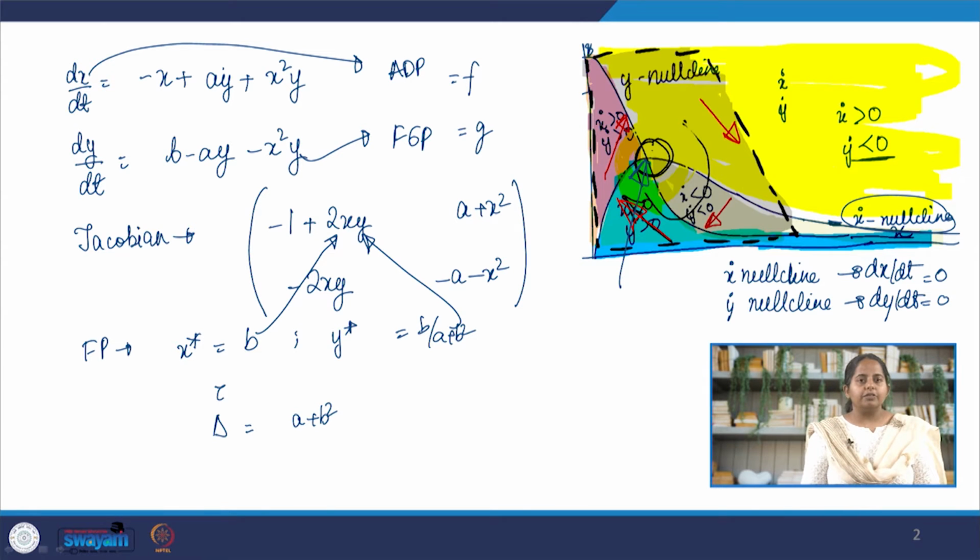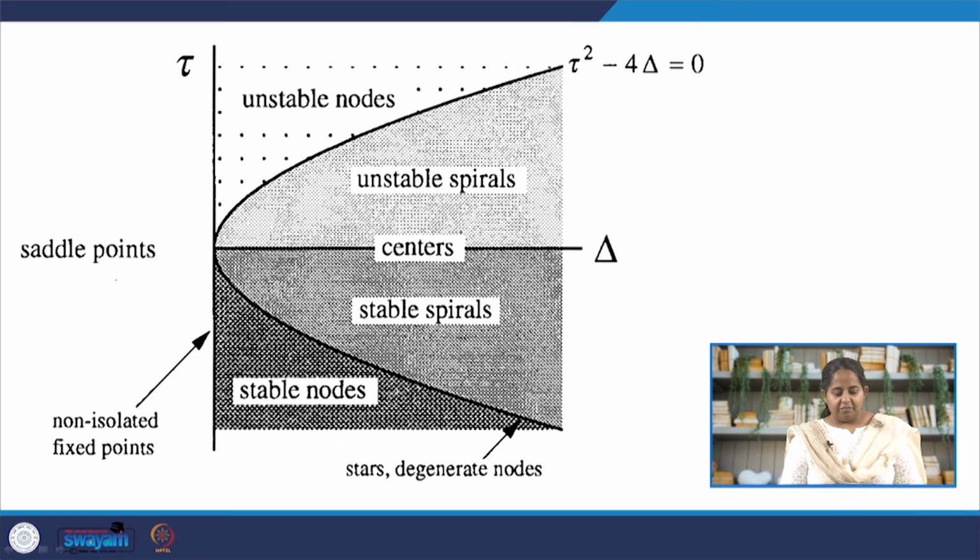Since we are assuming that both a and b are positive, and it doesn't matter if b is positive because it's definitely a real number with no imaginary part, we know that a plus b squared is always going to be positive. So if you look at our diagram, we are dealing with a situation where delta is definitely positive. So we are not dealing with a saddle point.